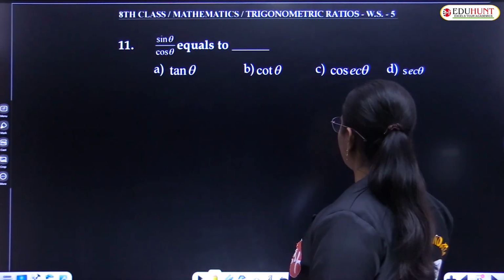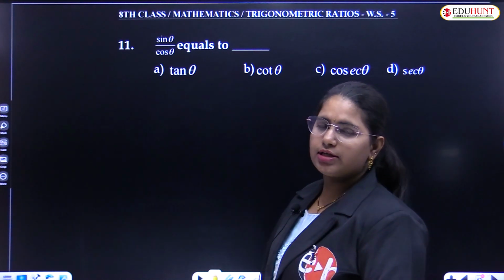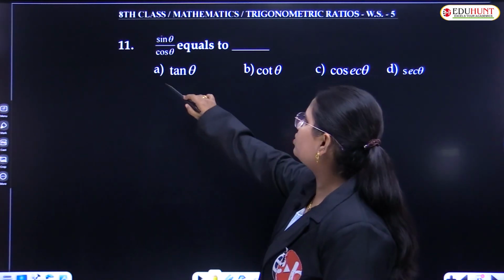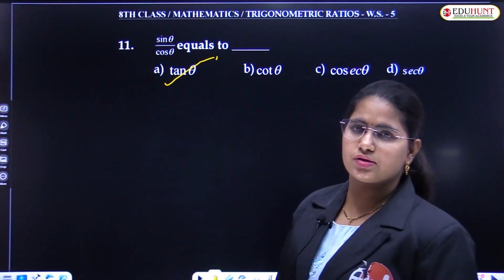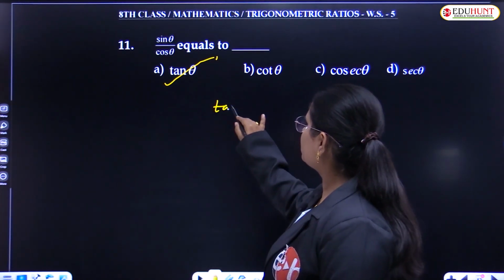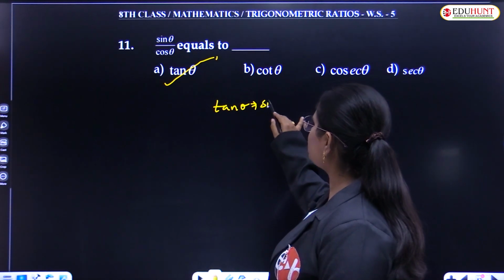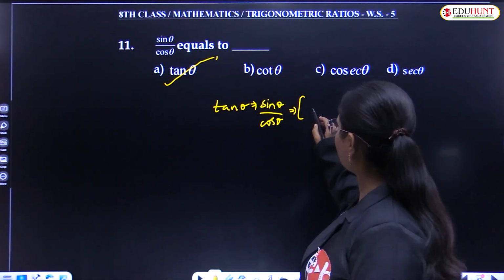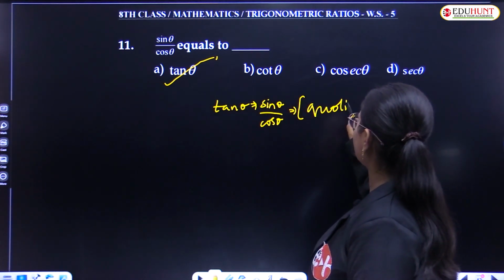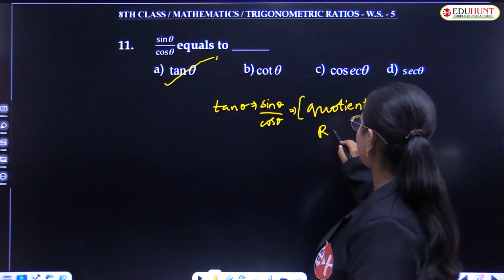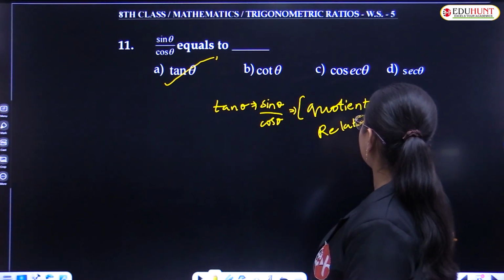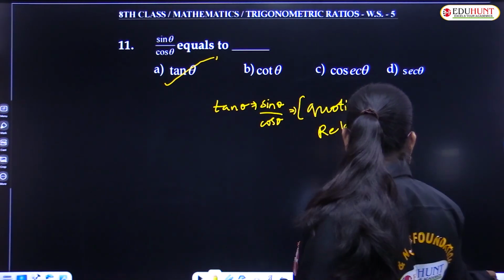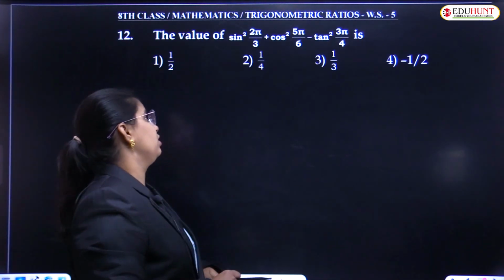Next question. Sin theta by cos theta is equal to what? Sin theta by cos theta is equal to tan theta. This also we have discussed. Tan theta can be expressed as sin theta by cos theta. It belongs to the quotient relation. Just watch the previous video and then come back to this. I have explained this, right? Let's get back to the 12th question.